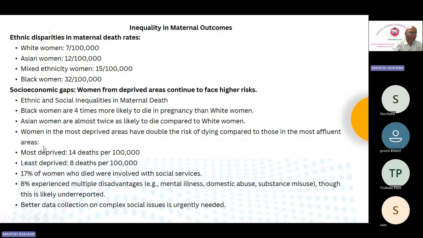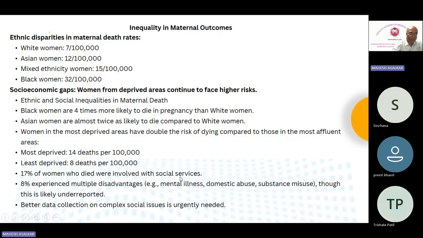Note these figures down at some place in your notes. Women in the most deprived areas have double the risk of dying compared to those in the most affluent areas. In the most deprived population, the death rate is 14 deaths per 1 lakh, while the least deprived is around 8 deaths per 1 lakh. 17% of women who died were involved in the social services. So 17% of the women who died were already getting some social services, so they had some issue already.